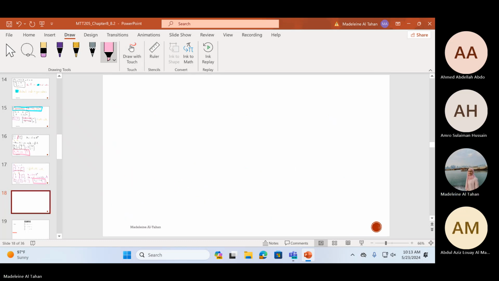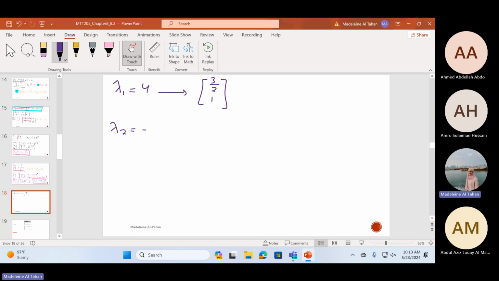Now, let's try the ones that are highlighted. Lambda 1 equals 4. It goes to 3 over 2, 1. And lambda 2 equals negative 1. It goes to negative 1.